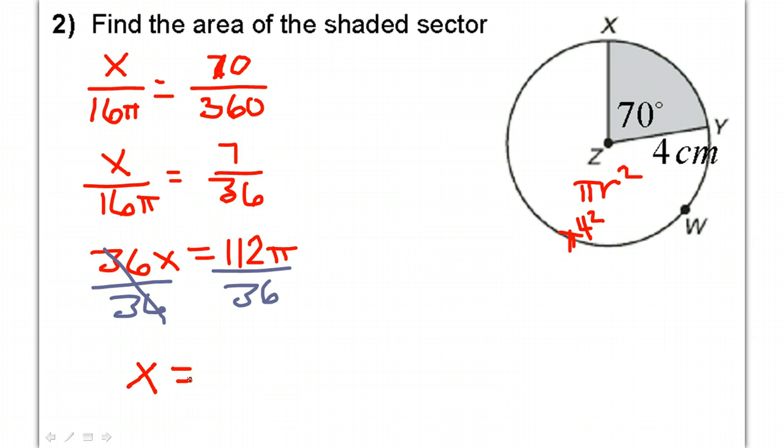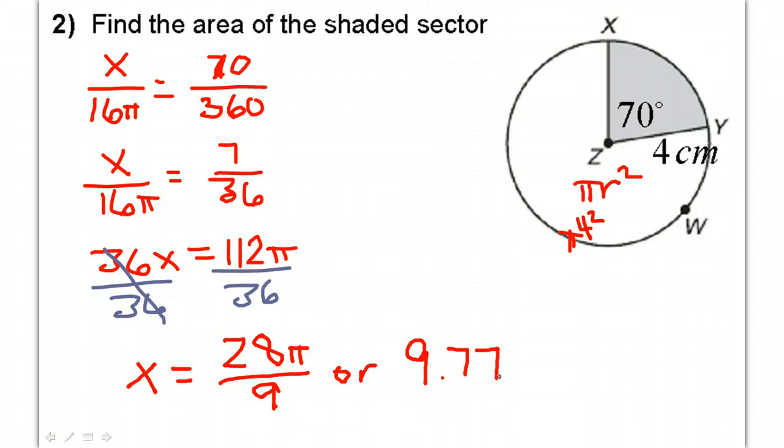Okay, let's see what this reduces down to. 112 pi over 36 reduces down to 28 pi over 9, or 9.77. Any questions on number 2?